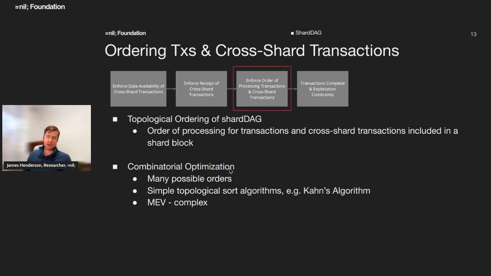And as I alluded to a little bit earlier, this is a combinatorial optimization problem. So there are many possible topological sorts that we could produce from any given DAG. There are actually fairly simple topological sort algorithms, for example, Kahn's algorithm. It's not actually as complicated as it perhaps might seem.